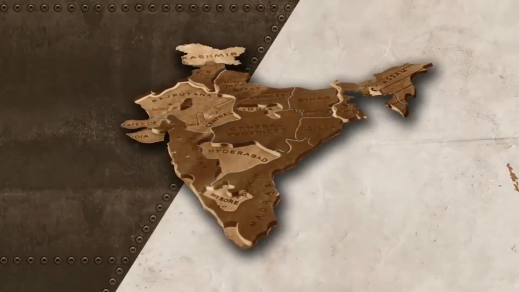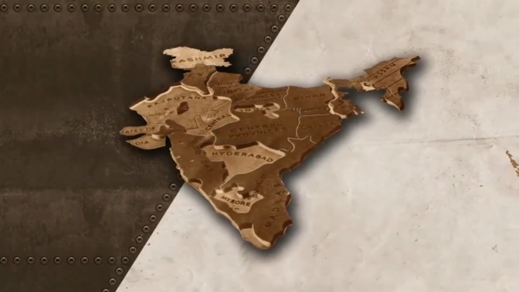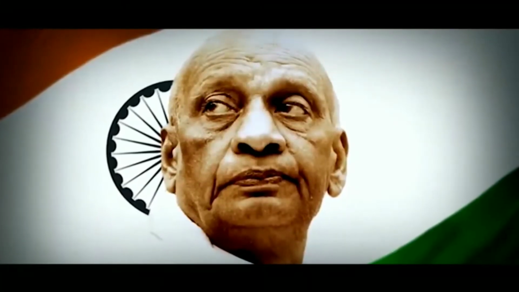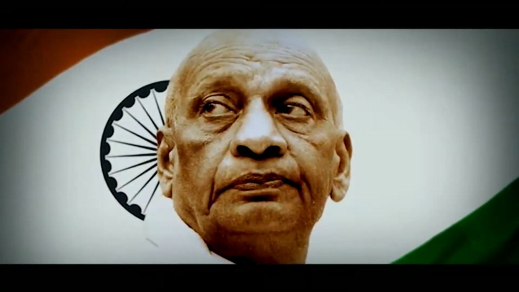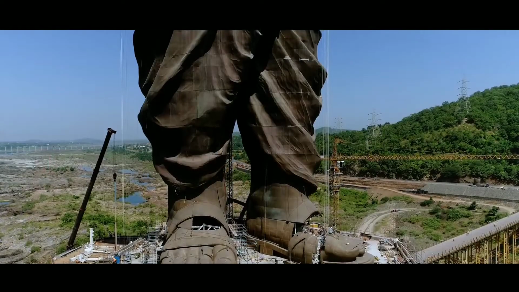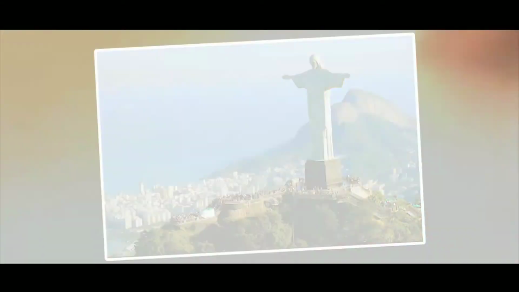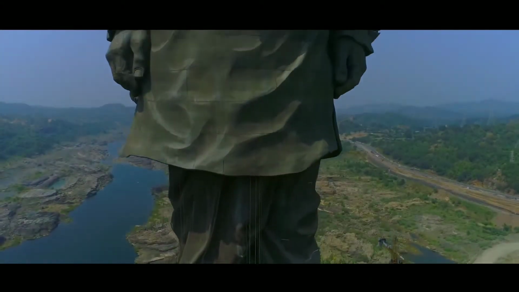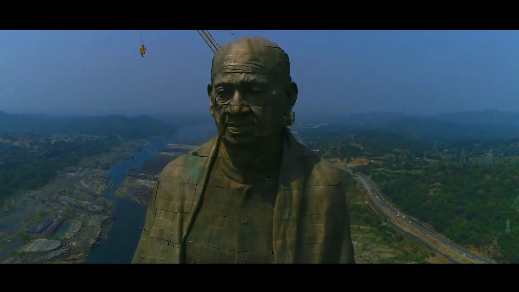The Sadhu Bet hillock was flattened from 70 meters to 55 meters to lay the foundation. L&T employed over 3,000 workers and 250 engineers in the statue's construction. The core of the statue used 210,000 cubic meters of cement and concrete, 6,500 tons of structural steel, and 18,500 tons of reinforced steel.